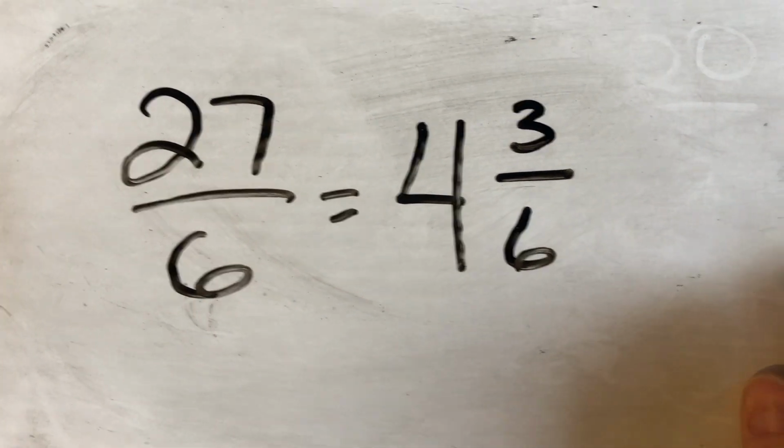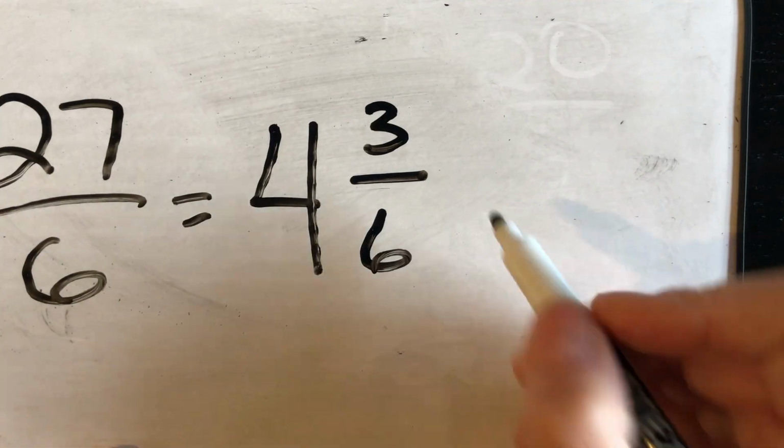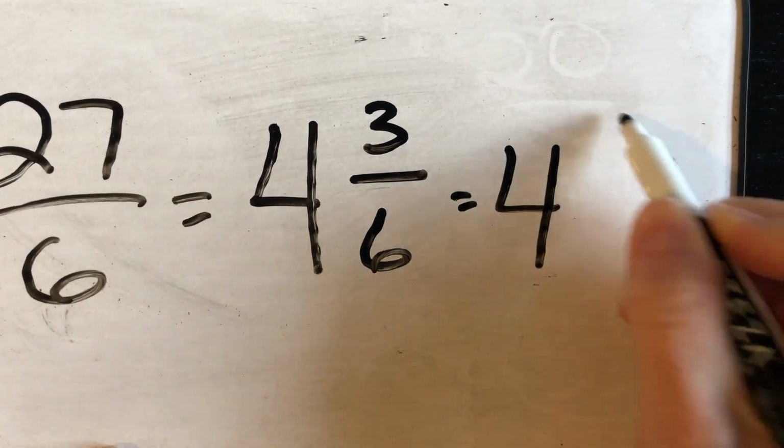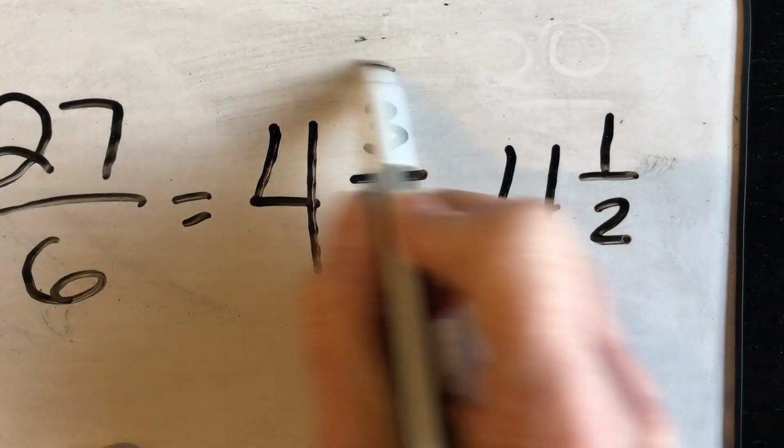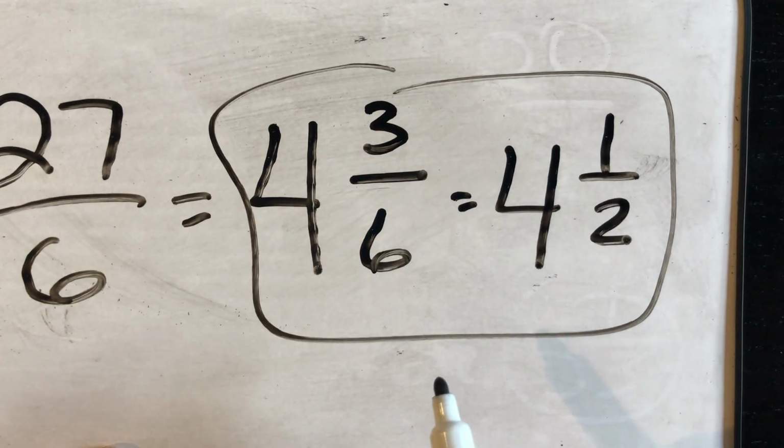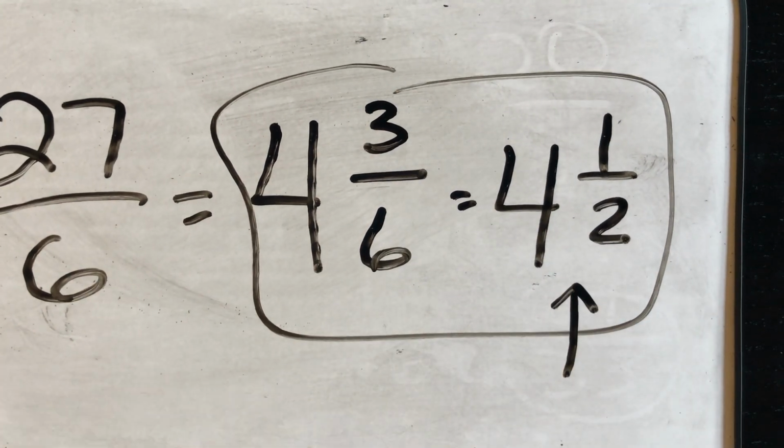And maybe you want to step further and said 4 3/6. Well, I know that 3/6 is 1/2, so I'm going to write 4 1/2. I would accept either of these at this time. Eventually, you're going to want to give me the simplest form answer, but for now, either one is okay.